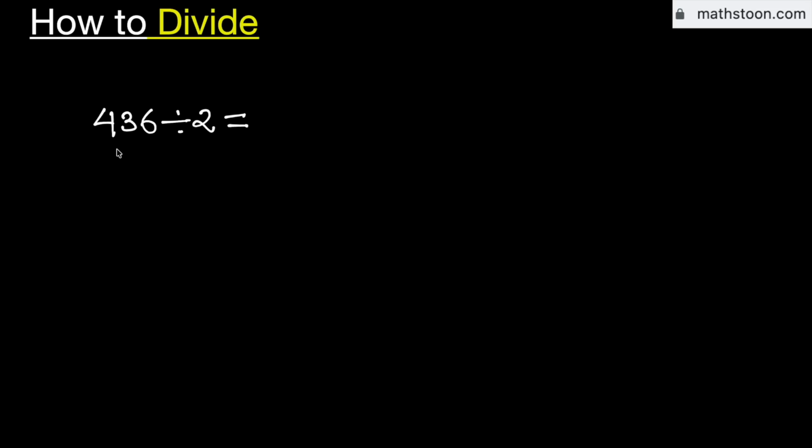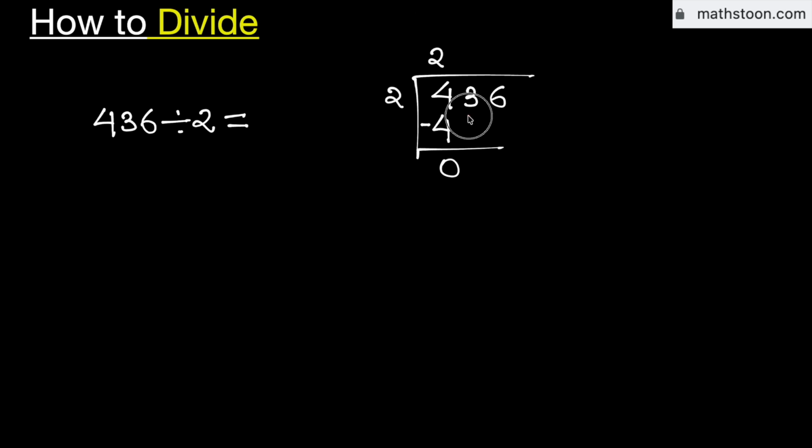Let's learn how we divide 436 by 2 using the long division method. Consider the first digit 4. We know that 2 times 2 is equal to 4. Subtract, we get 0. 0 is less than 2, so we will bring down this adjacent 3 here.